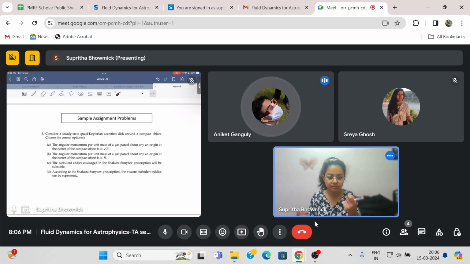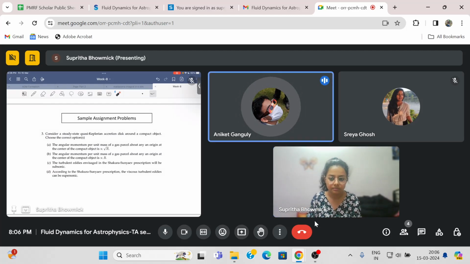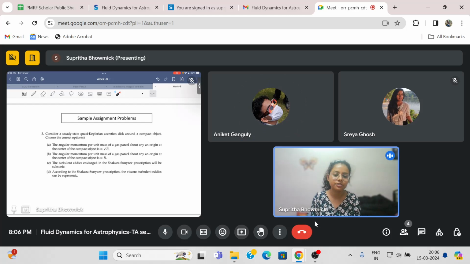Actually, what will happen if there is a shock in the disk? Then you make the treatment for a shock in the disk. Then you calculate for a shock in the disk. But you don't want that in the prescription, the way these discs are modeled according to this prescription.